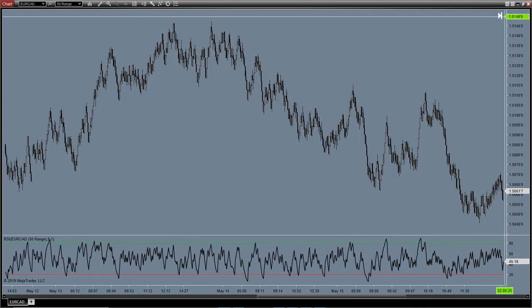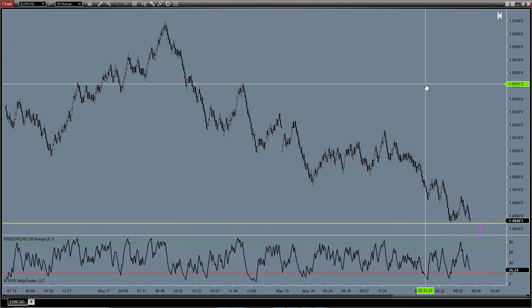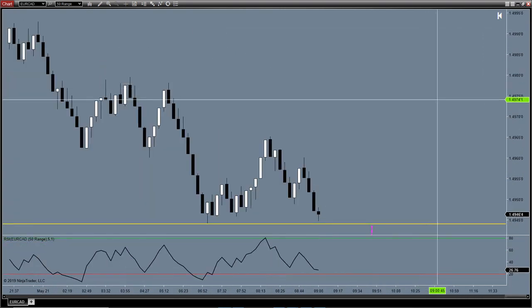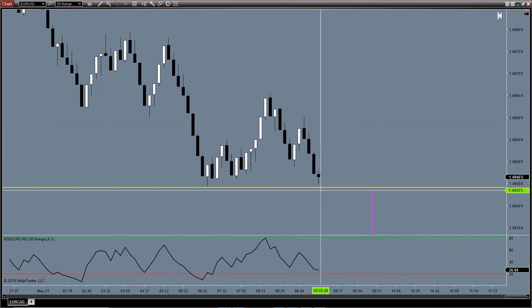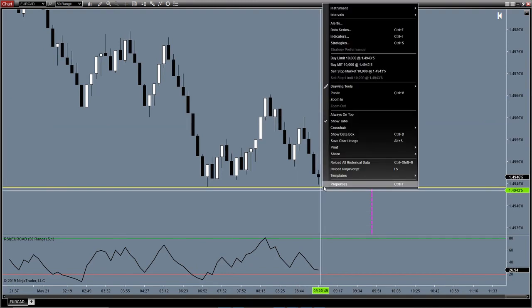So wait for that break and close below. Wait for that pullback. Or if you're a breakout trader, wait for that break and close below. Then sell at market, or put a sell stop right below that candle and try to catch that move down.